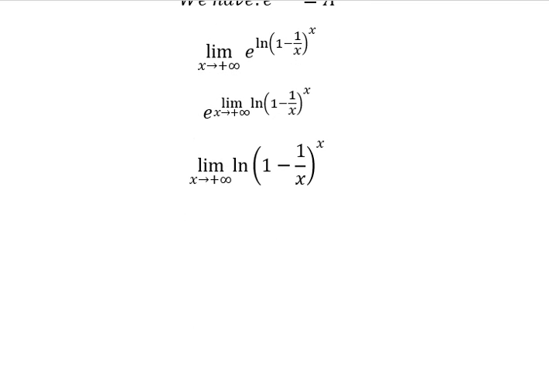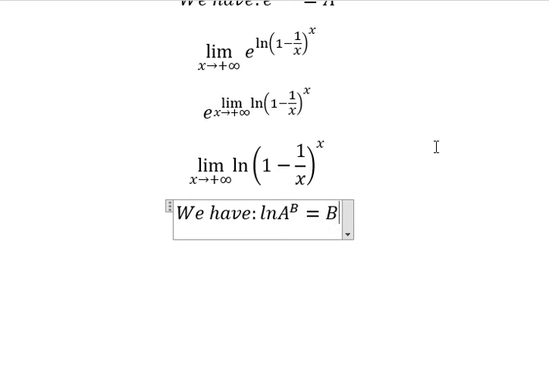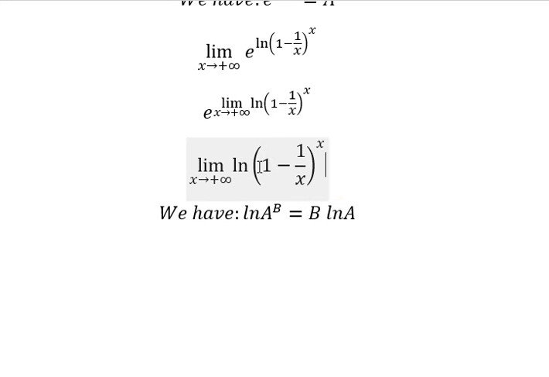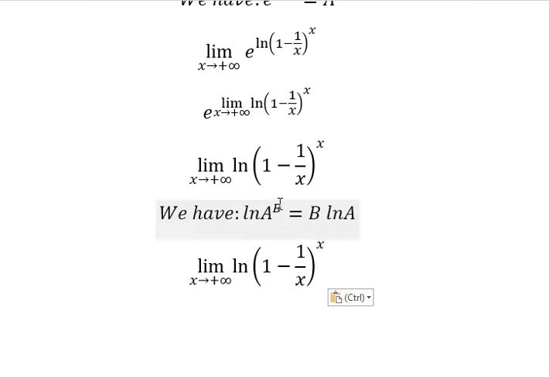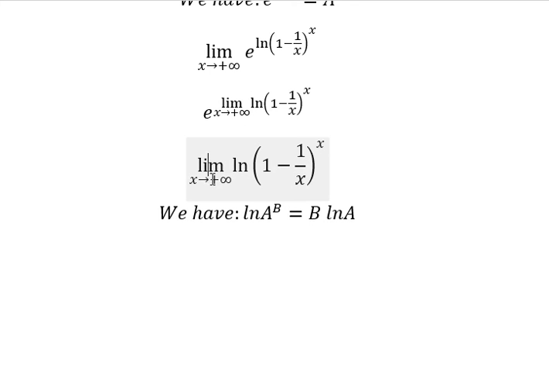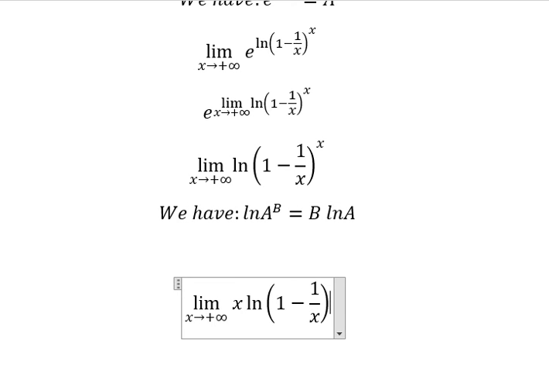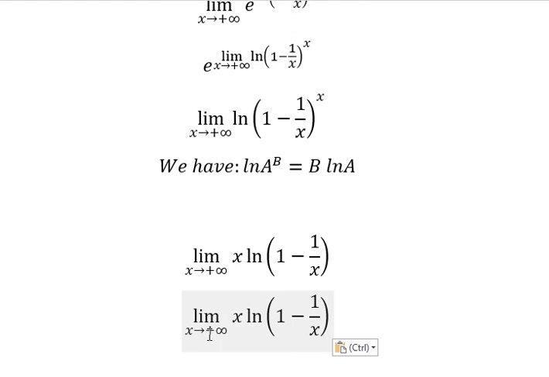Next, we have the second formula in here. So we have ln A to the power of b equals b ln A. So this one is about capital A. This one is about capital B. So we need to transform this one into this one. So we have like this. That is s ln of 1 minus 1 over s. Next, I will put s to the denominator.